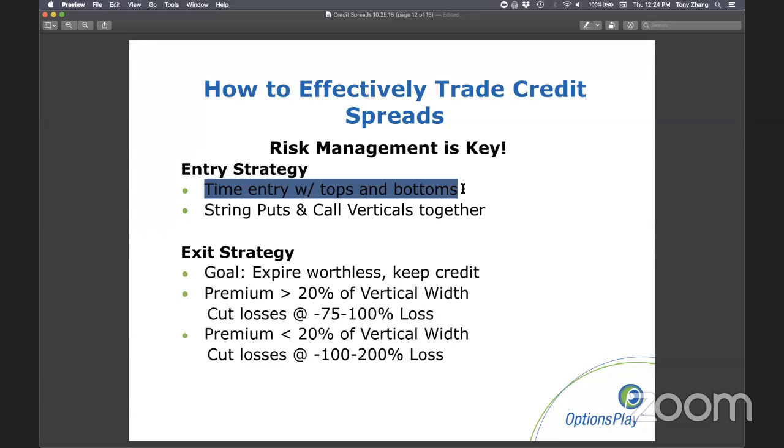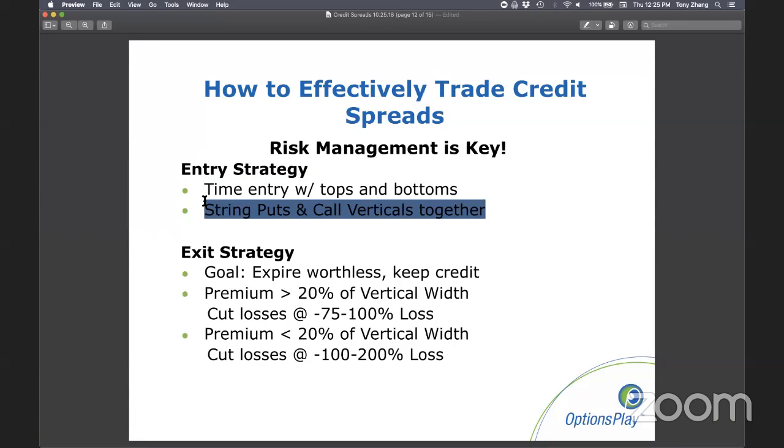However you discover or find tops and bottoms, you want to enter these trades at those tops and bottoms. And again, you can string these call and put verticals together. You don't have to wait for one or the other to expire before you enter another one. So that's really the key of entering credit spreads. And once you're in those credit spreads, how do you manage them?